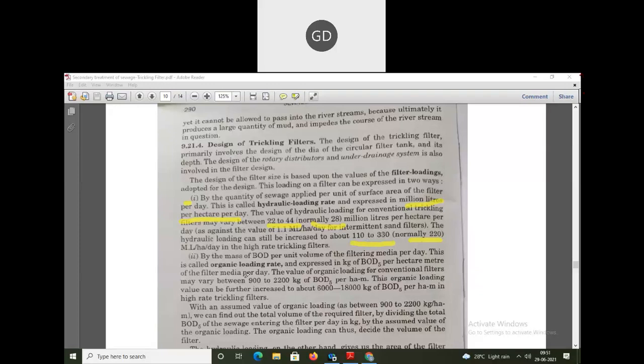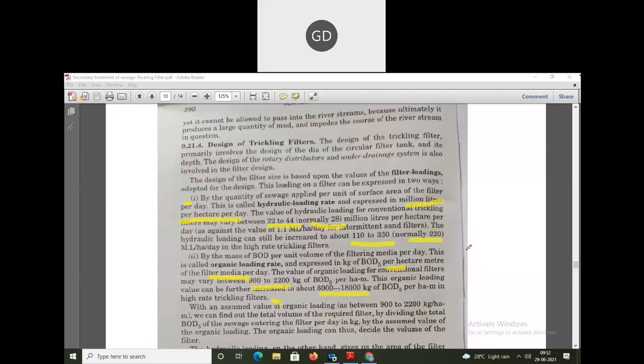Then another one is your organic loading rate. Organic loading rate is how much BOD per unit volume of the filtering media per day you are applying. It is expressed in kg of BOD per hectare meter of the filtering media per day. The value of organic loading for conventional filters may vary from 900 to 2200 kg of BOD per hectare meter, and for high rate trickling filters it is 6000 to 18000 kg of BOD5 per hectare meter. So for conventional it is 900 to 2200, and for high rate it is 6000 to 18000 kg of BOD.